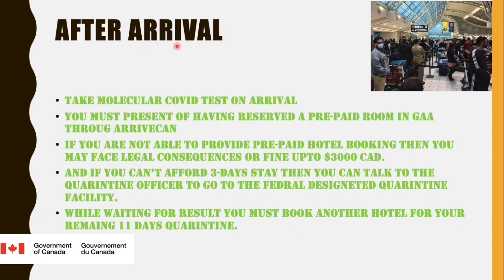Let's talk about what you have to do after reaching Canada. The very first thing you have to do is go for a molecular test, and after that you have to show proof of reservation of a hotel for 3 days. If you have not booked it in advance, then you may face a fine of up to 3,000 Canadian dollars, or if you can't afford to go for a paid quarantine, then you can talk to the quarantine officer regarding your financial condition. However, I never suggest you do this as it may negatively affect your visa.